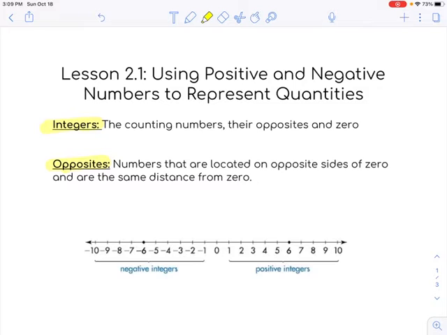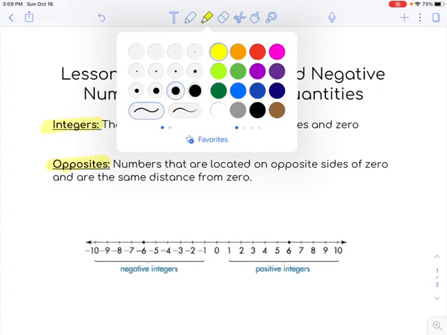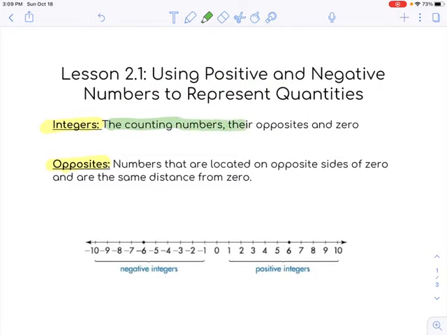So first, an integer is counting numbers, their opposites, and 0. So for example, our counting numbers, we have 1, 2, 3, 4, 5, 6, and so on. That's an integer. We have 0, which is an integer. And then the opposite of our counting numbers, so -1, -2, -3, -4, and so on. So these are what integers are.